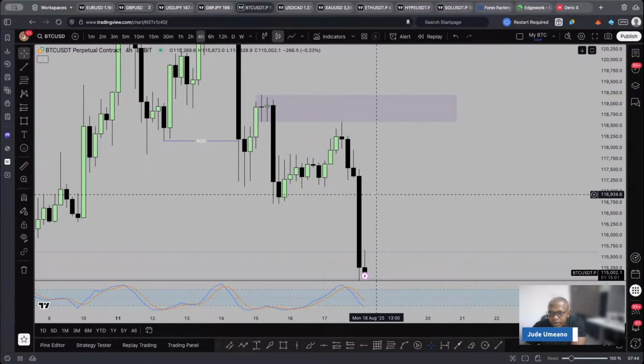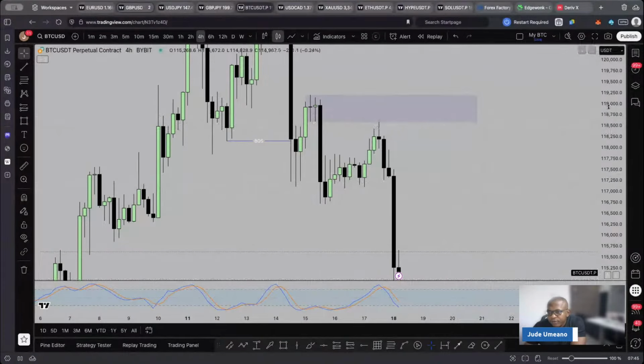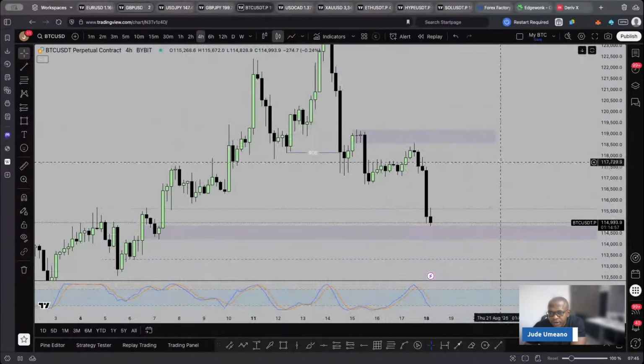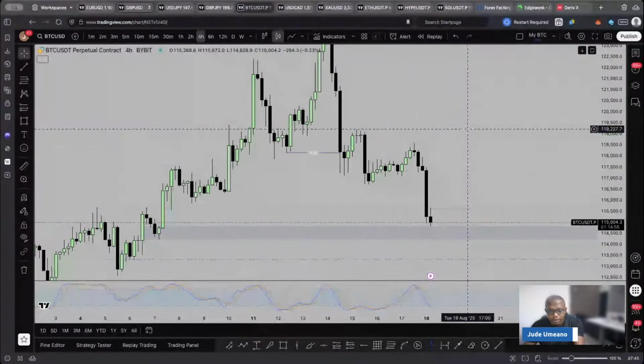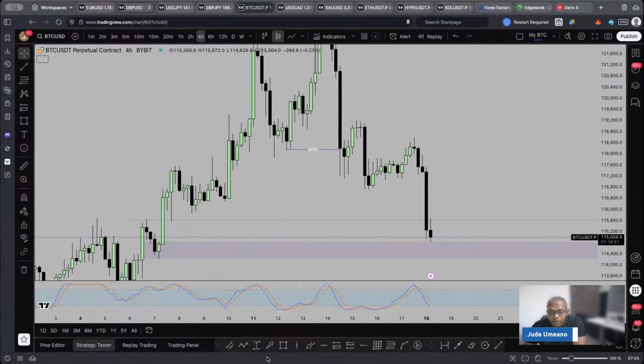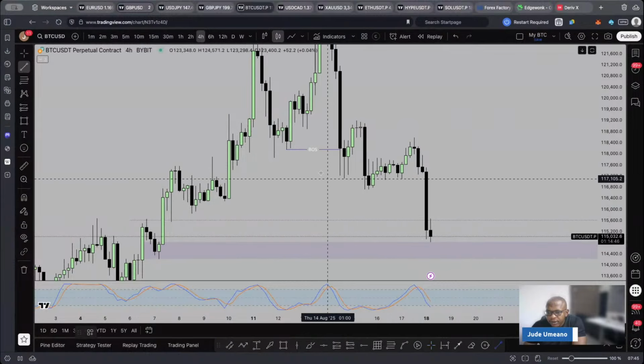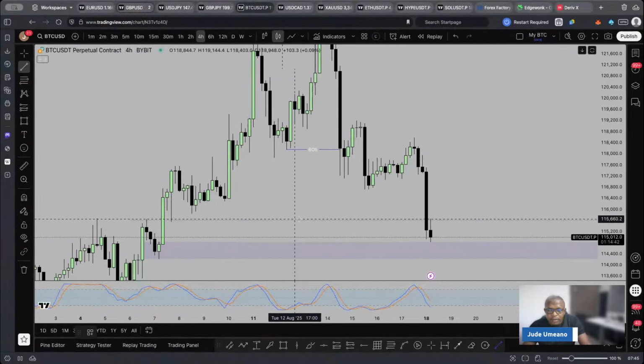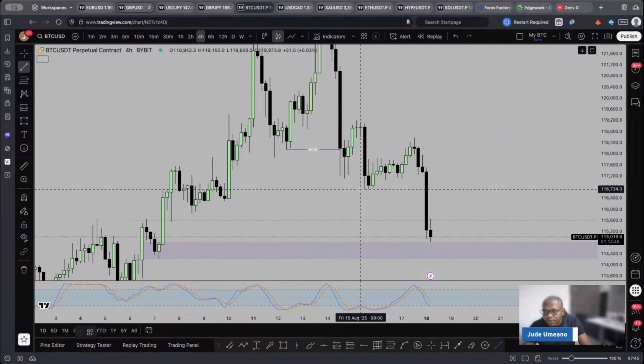Stochastic RSI also confirmed this move. So we had a break of structure, another break to the downside. So on this time frame, we have a break this way. It's another break. Let me just use this. We have another break this way. Proper break of structure with this wicked bearish candle.